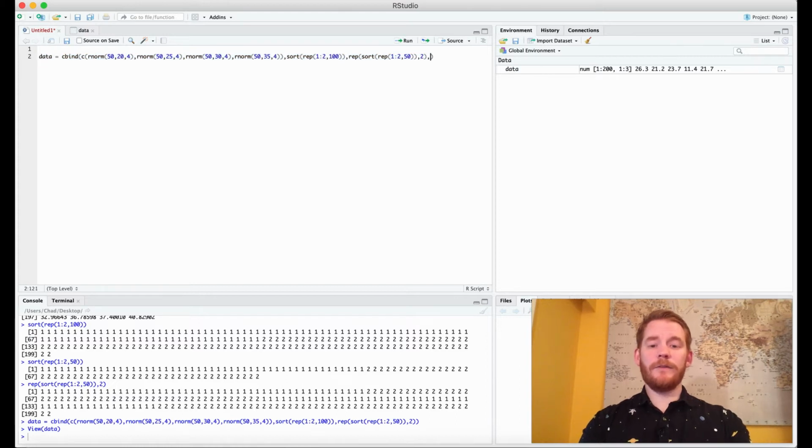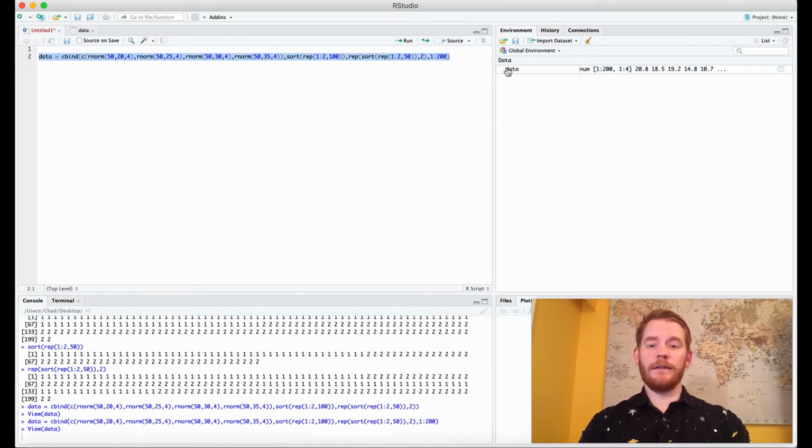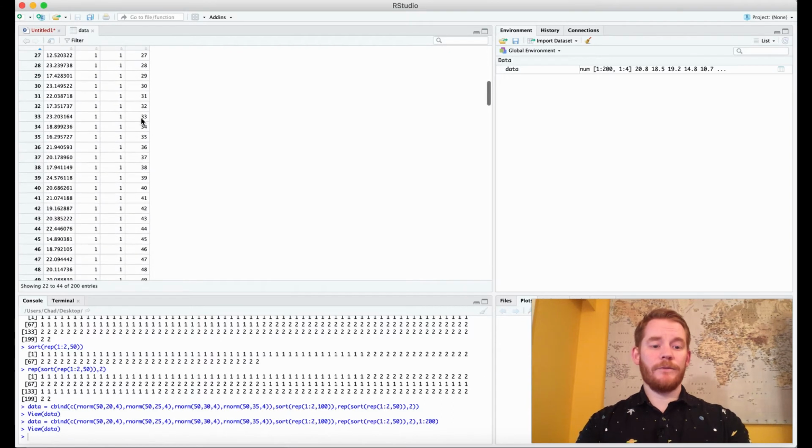Now, finally, we also need to add our participant IDs in here as well, but since we have 200 independent samples, we could just go 1 to 200, and that's our ID. That looks finally like this. So those are our 200 people.